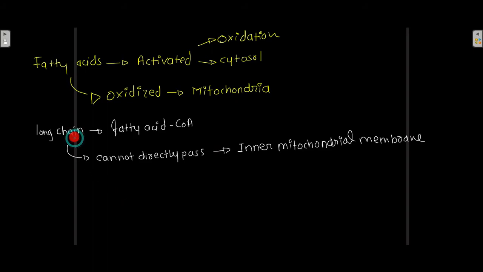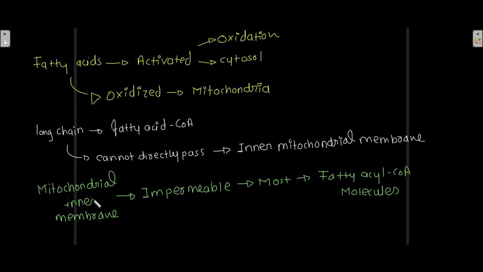Now, this long chain fatty acyl coenzyme A just cannot directly pass through the inner mitochondrial membrane. The long chain fatty acids cannot directly pass because the inner mitochondrial membrane is impermeable to most fatty acyl coenzyme A molecules. That is the reason why this long chain fatty acyl coenzyme A cannot directly pass through the inner mitochondrial membrane.